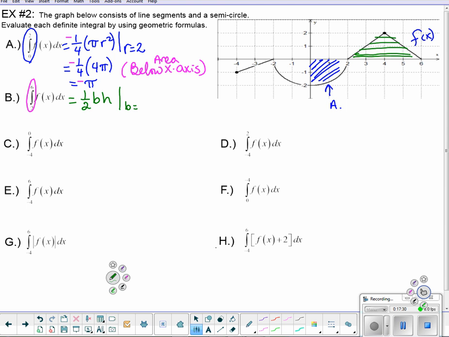How many units is the base? 1 unit, 2 units, 3, 4 units wide. And my height is 1, 2. It's 2 units high. So if I plug this in, I'd have 1/2 of 4 by 2. That's 4. And that is a positive region because it's above the x-axis.